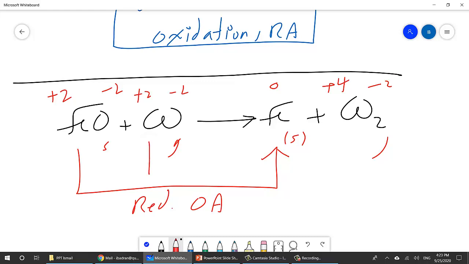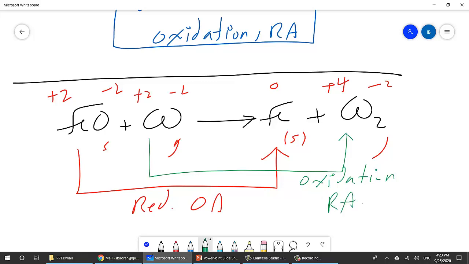But carbon is going from... You can do that in a different color if you like. So carbon is going from 2+ to 4+. This is your oxidation. Okay, so we say here that carbon is oxidizing and therefore it is the reducing agent.